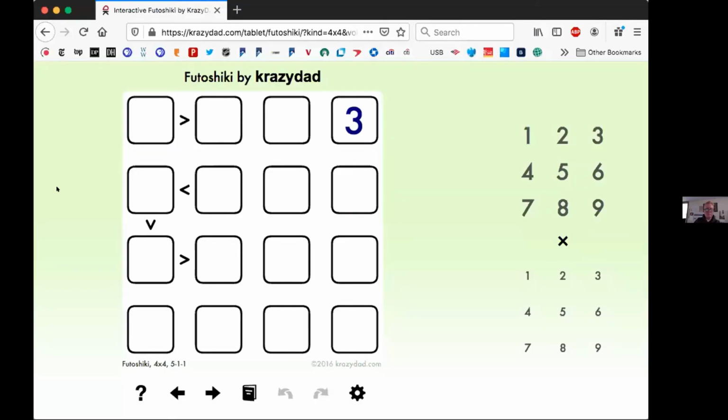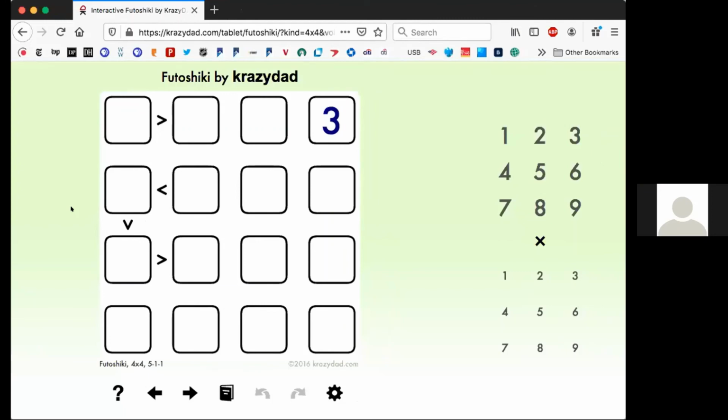Let me just, in my couple minutes remaining, bring up a different puzzle. Okay, yet another one from Crazy Dad. So this is called Futoshiki. Some of you might have seen this when I visited your classroom. It's one of my favorites.